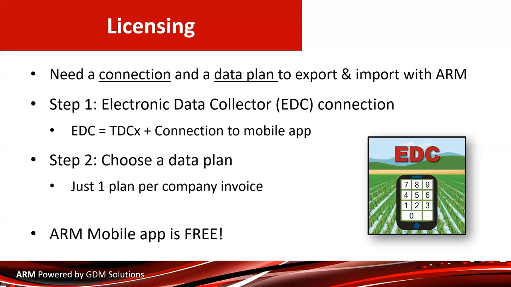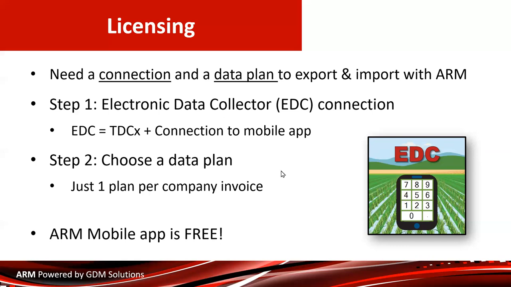So again, using that example of that company that had 80,000 this year, if they say, all right, I want to start with AR and mobile, we will charge you the 250 for the data plan. We'll get your connections set up, and it would be 275 for the connection part. So this part here, step one, is 275 to turn on this connection for whichever ARM computers you would want. It would be 275 for each one.